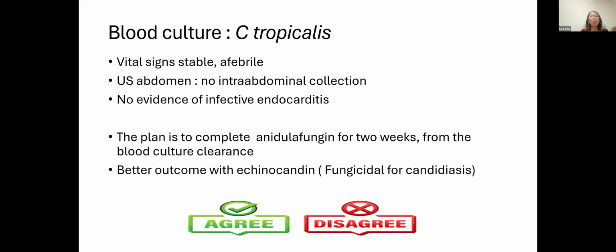So the plan is to complete the anidulafungin for 2 weeks, counting from the time when the blood cultures were sterile. The question here is, do you agree with the approach of continuing anidulafungin for the entire treatment course? Is it better to use a fungicidal drug like anidulafungin versus other drugs, for example, fluconazole, which is fungistatic?